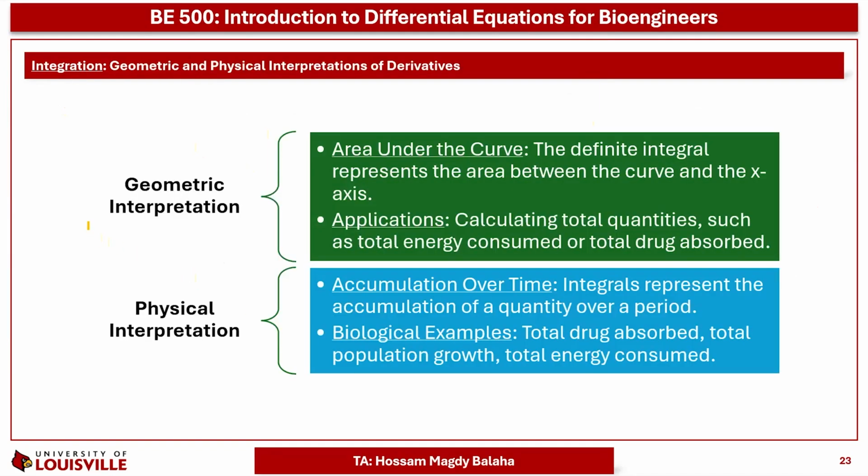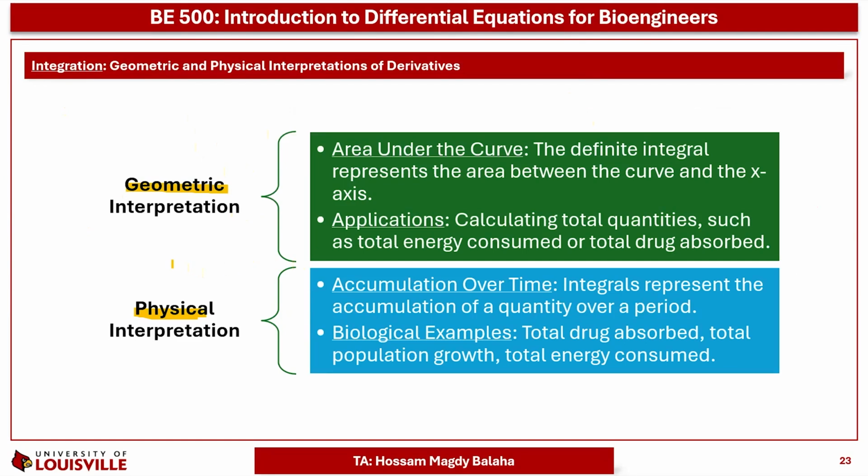Let's reflect that using geometric and physical interpretation. The geometric interpretation of integrals is central to understanding their applications. The definite integral represents the area between the curve and the x-axis. This area can be positive or negative depending on whether the curve lies above or below the x-axis. In biology, the area under the curve often represents a total quantity accumulated over time. For example, in pharmacokinetics, the area under the curve of a drug's concentration-time profile gives the total amount of drug absorbed into the bloodstream. Similarly, in ecology, the area under the curve of a population growth rate function gives the total population growth over time. The physical interpretation of integrals is closely tied to the concept of accumulation.